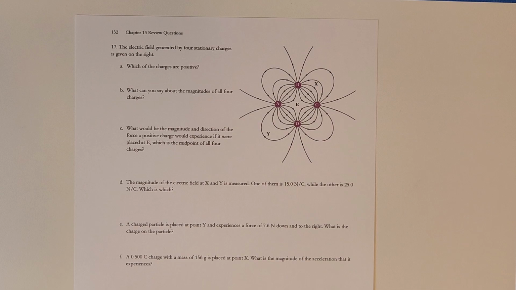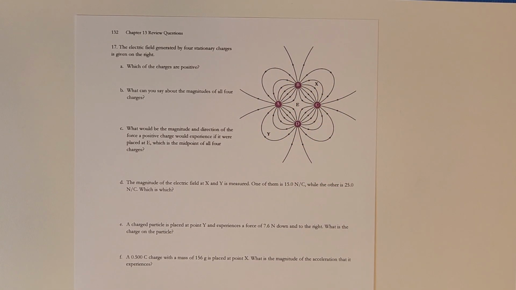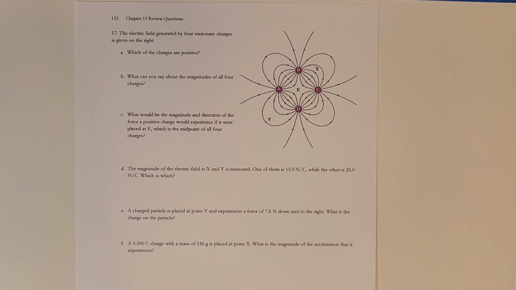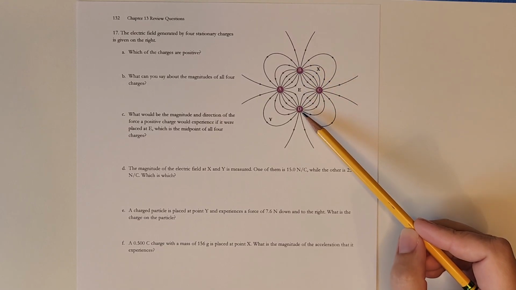For question 17, we have another electric field with 4 stationary charges this time, and we're asked to answer these questions. Which of the charges are positive? Positive charges are going to have those electric field lines pointing away from them. And so the ones that have them pointing away are B and D.